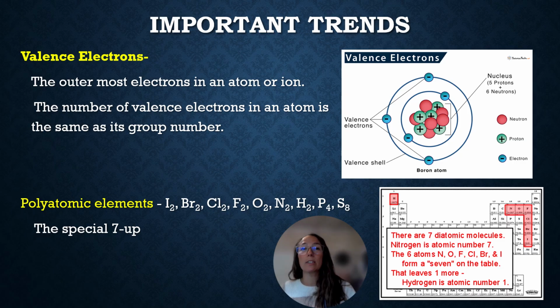So if I ask you for the symbol of magnesium, we're putting Mg down. Magnesium ion, we're putting Mg2+ down. And if I ask you for the symbol of fluorine, you're putting F2. You're not just putting F.